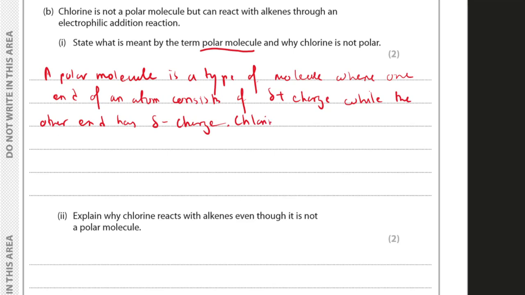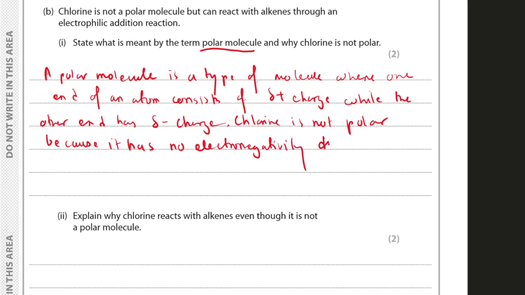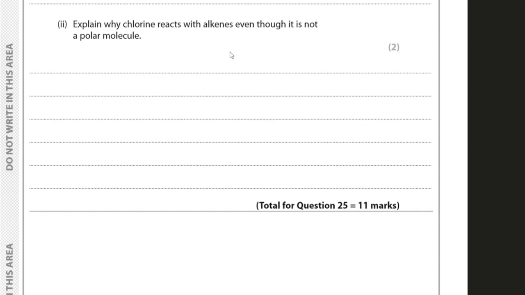Chlorine is not polar because it has no electronegativity difference. This is the main reason.